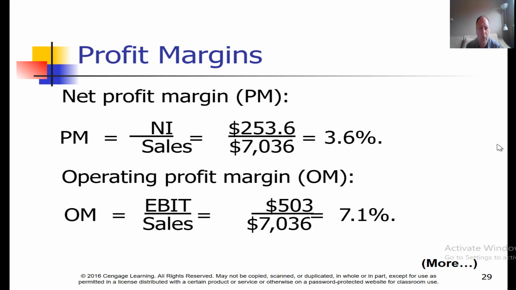Another related ratio would be the operating profit margin, which would just look at earnings before interest and taxes over sales. This takes out things like how a company finances itself and how it manages its taxes. And this is 503 over 7,036, or 7.1%. You would expect, of course, this to be higher than the regular profit margin.